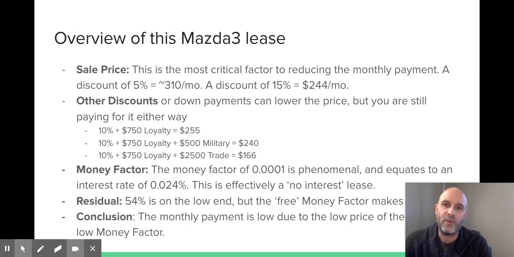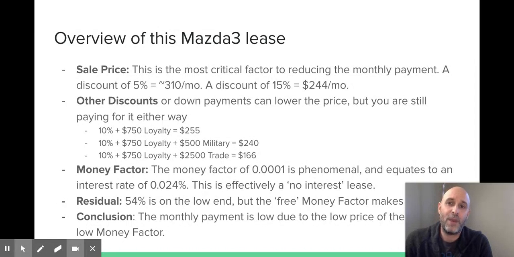So the sale price is the most critical factor to reducing the monthly payment. In the example that I used, 10% off, we're at $277 a month. If you could only negotiate 5% off, it'd be about $310 a month. If you could negotiate 15% off, you're down to $240. So getting that additional $500 off, that's $15 a month. Another $500, another $15 a month. You can negotiate another $1,000 off, $30 a month you're saving. It really starts to add up if you know where to negotiate.